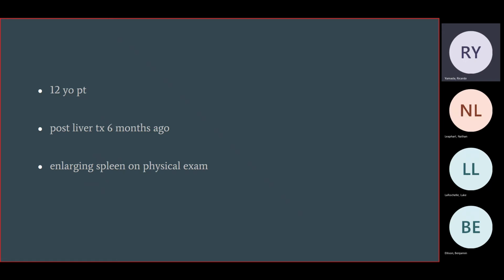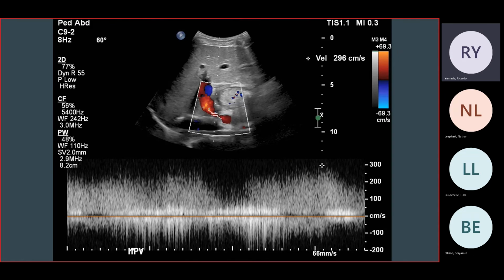So another patient, a 12-year-old who had a liver transplant 6 months ago, starts to have some increased size of the spleen on physical examination. So that leads to a concerning problem, that is portal hypertension and portal stenosis at the anastomotic site.